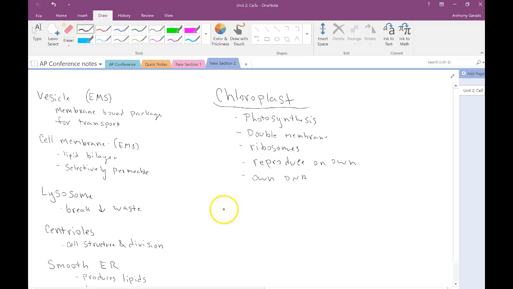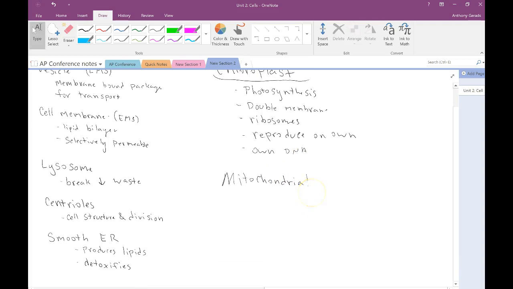And then finally, last but not least, and our favorite, the mitochondria. Powerhouse of the cell. Yes. So our powerhouse of the cell.